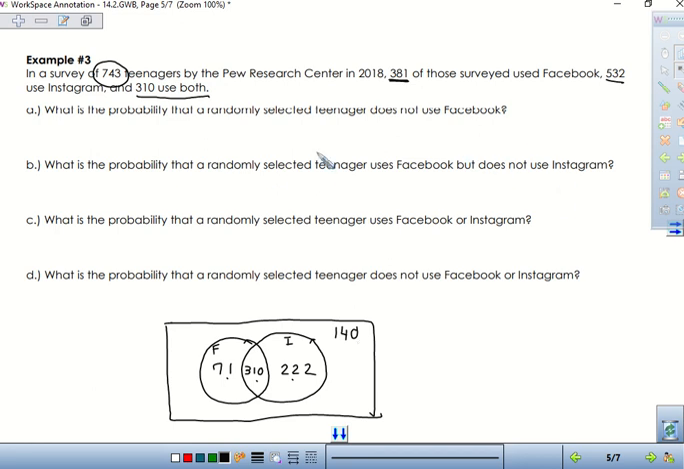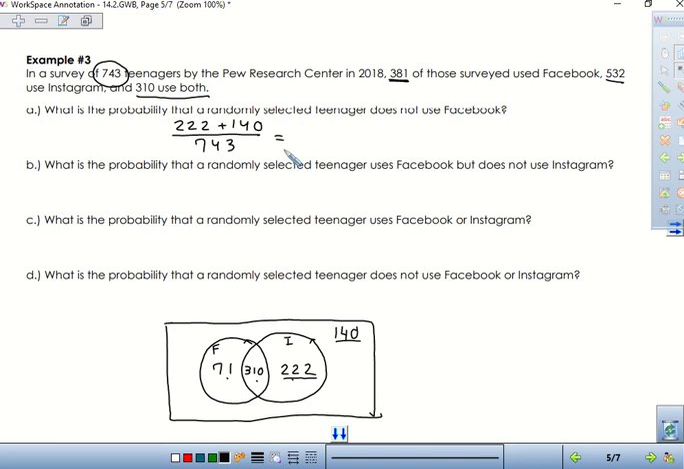So what is the probability that a randomly selected teenager does not use Facebook? If they don't use Facebook, we're going to exclude everybody in this section, correct? So the easiest way is to add up the people who use strictly Instagram and the people who don't use any. And that's going to be all over the total number of students.